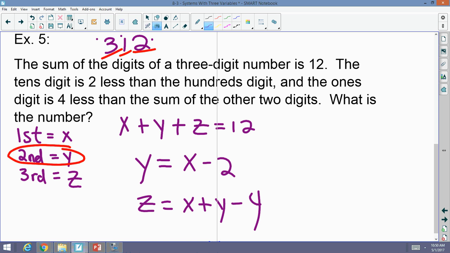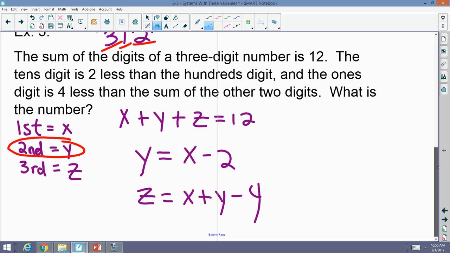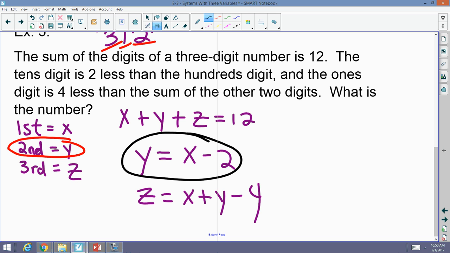What do you guys want to do? Do you want to substitute? Since you have a Y already, I'm not telling you what to do. Yeah? Okay, I would have as well. So I know that Y equals X minus 2. So I'm going to go X plus Y, which is X minus 2, plus Z equals 12. X plus X is 2X. Add the 2 over. So 2X plus Z equals 14.